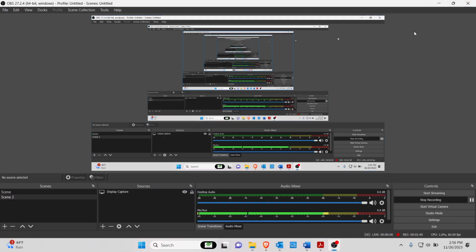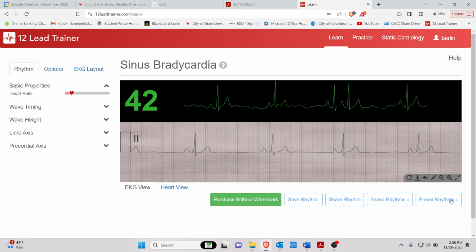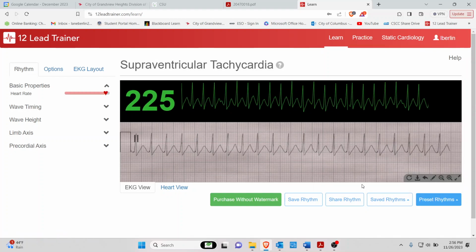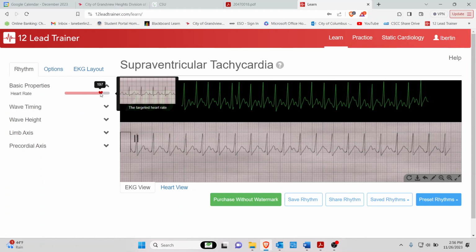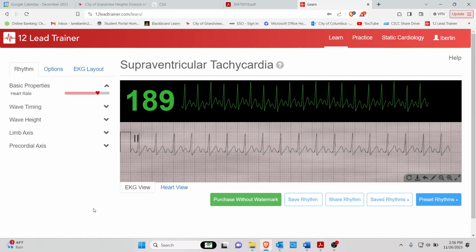So let me get switched over to my other view here. Let's get out of the vortex here. And there we go. Tachycardic algorithm. Now let's visit my buddy, the 12 lead trainer here real quick. And we're going to look at SVT. Now that's pretty fast. I mean, it doesn't have to be that fast. Let's have some nice happy trees here. Yeah, there we go. 180.